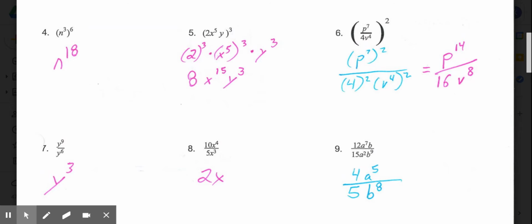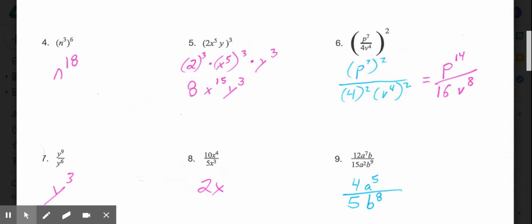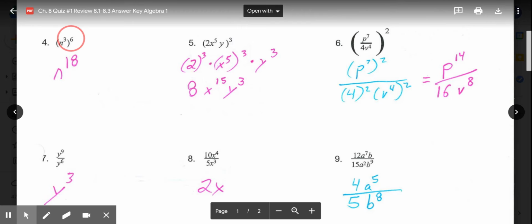Now on to 4, 5, and 6. In 4, we have a power to a power. So that rule tells us we need to multiply the two powers. So 3 times 6 is 18. So n to the 3rd, in parentheses to the 6th power, gives us n to the 18th.